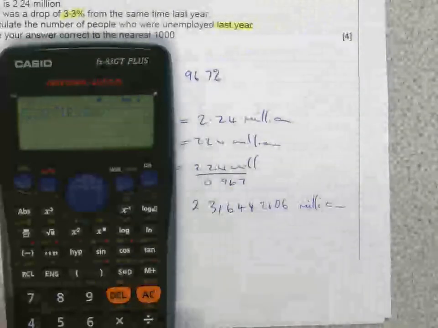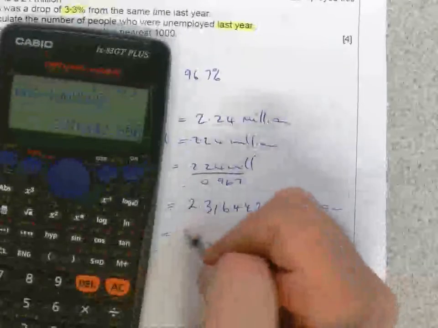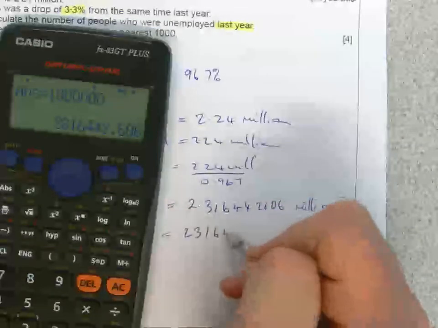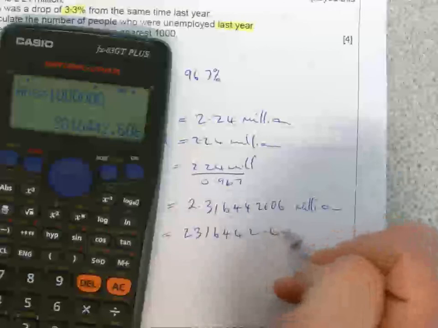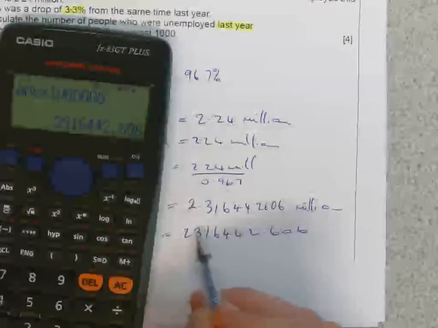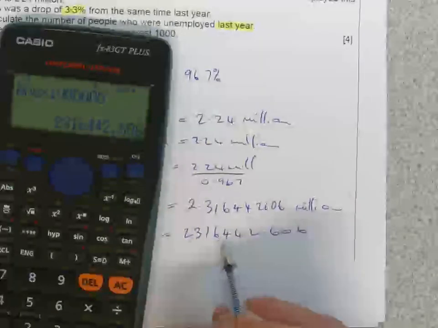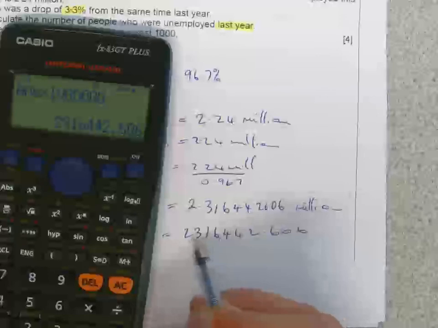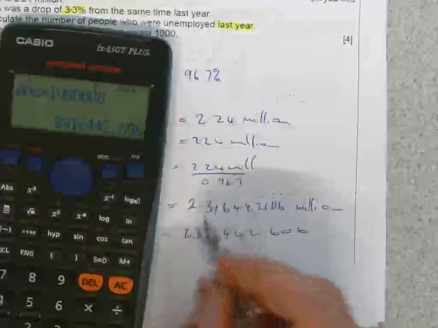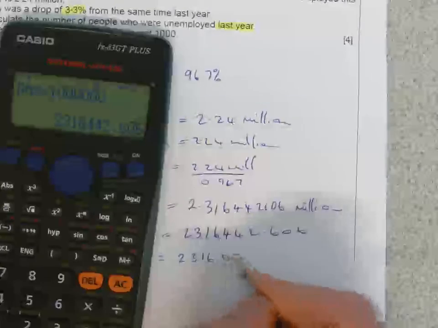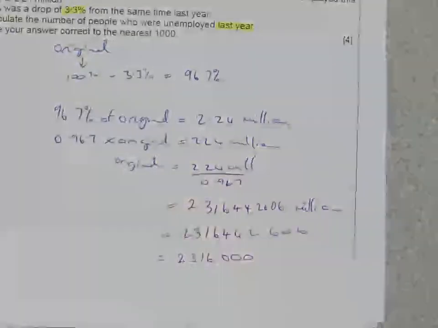Yeah. And you get 2,316,442.606. So that would be 2,316,442 if you just put a comma there. So the nearest thousand would be 2,316,000. Okay, excellent.